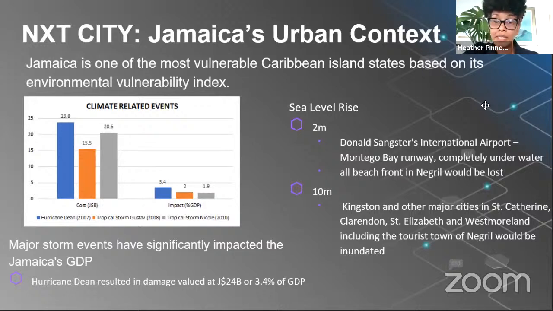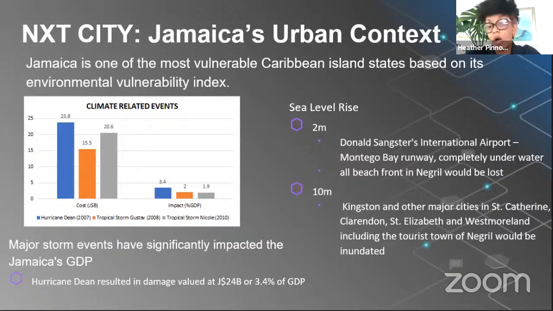If we reach 10 meters of sea level rise, we would lose Kingston and other major cities in St. Catherine, Clarendon, St. Elizabeth, and Westmoreland, including the complete loss of the current town of Negril. These are the things we must give consideration to. These are the things we have given consideration to in looking at the options and the places that we can use for long-term development of urban areas and urban centers in Jamaica.